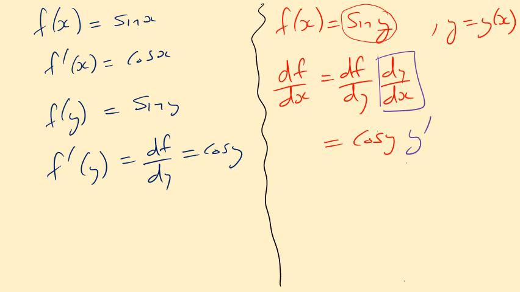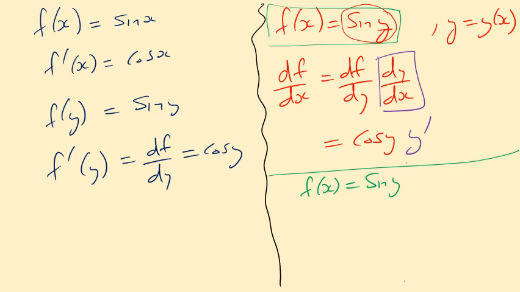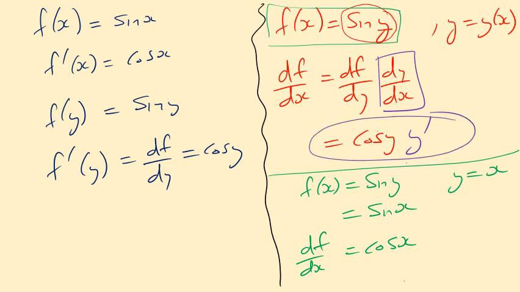Okay, that's pretty straightforward. Now, let's work backwards. Let's just say for this function over here that y was actually x. Let's make it very simple. So here we're saying that f of x is sine y, where y is equal to x. If y is x, then this is nothing more than sine x. And we know the derivative df dx is cos x. Now, will what we found here using implicit differentiation also give us cos x? Well, let's just have a look.